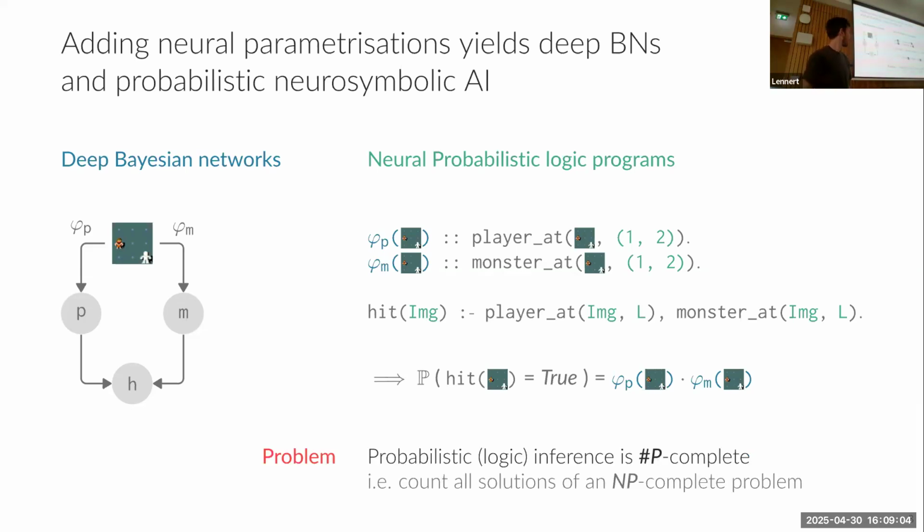and the same inference techniques apply. But here you can also see why neurosymbolic has difficulties with scaling, because it's performing probabilistic logic inference that's #P-hard, and that's the same as counting the number of solutions to an NP-complete problem. So that's why it doesn't scale well.